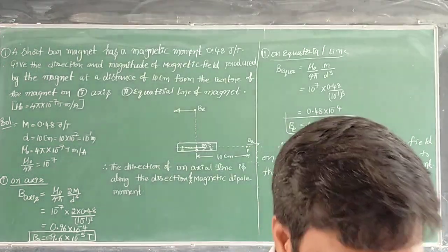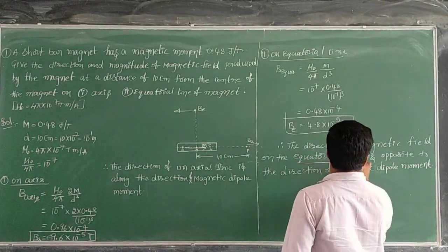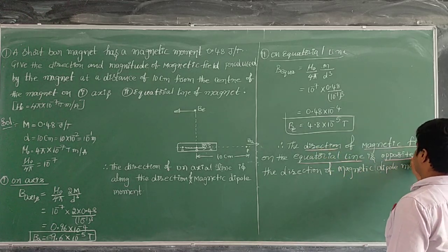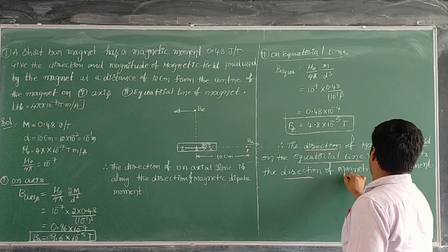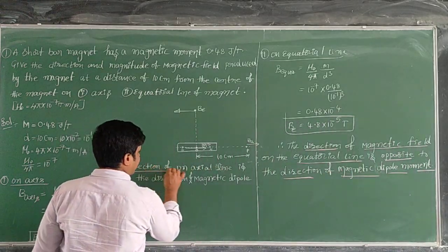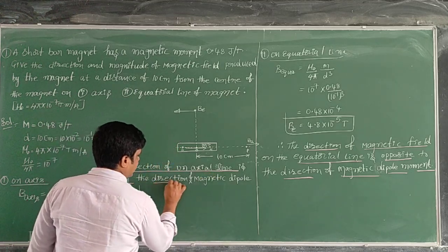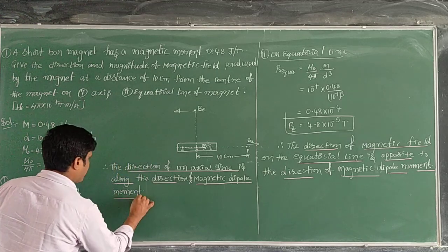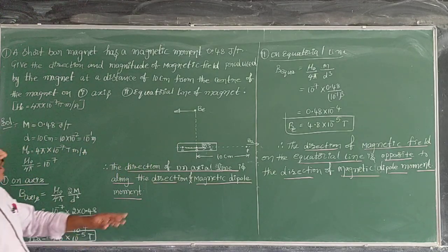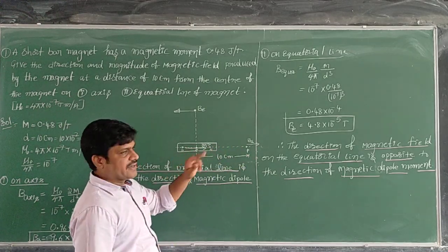Magnetic dipole moment. Just to see here, the magnetic field direction on the equatorial line is opposite to the direction of the magnetic dipole moment. The direction of the magnetic field on the axial line is along the direction of the magnetic dipole moment. Remember this: on the axial line, the magnetic field direction is in the direction of the magnetic dipole moment.